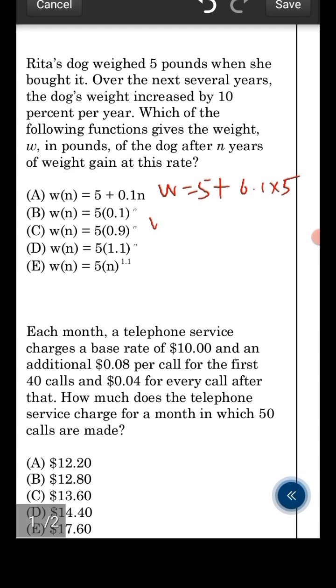Now if this is for the first year, then for the subsequent years, W is equal to 5 open bracket 1 plus 0.1 raised to power 1 for the first year. For the second year it will be raised to power 2, and for n years W is equal to 5 open bracket 1 plus 0.1, which is 1.1, raised to power n. So it is actually going to be option D.